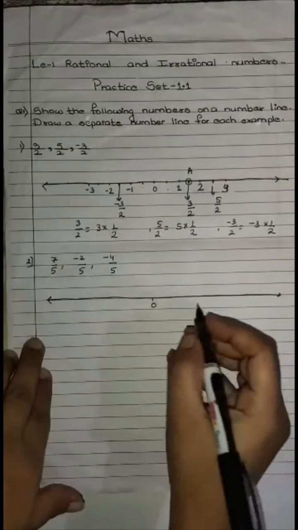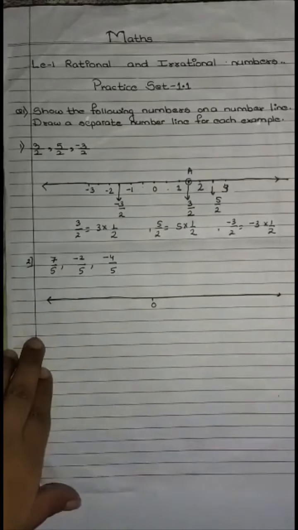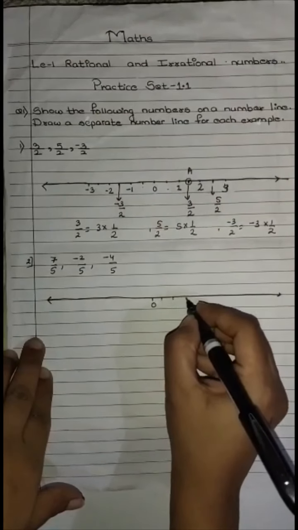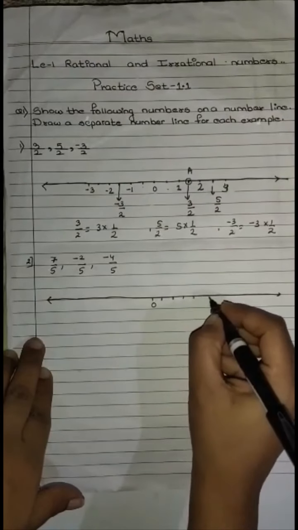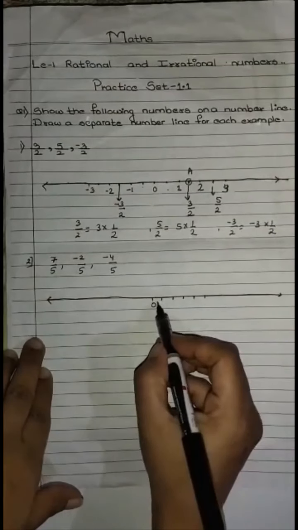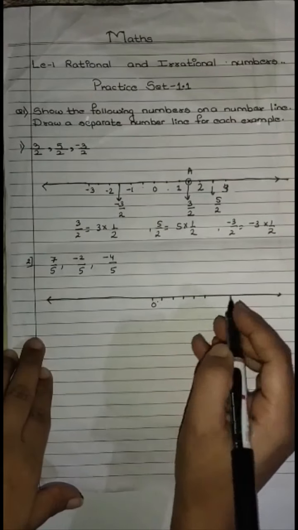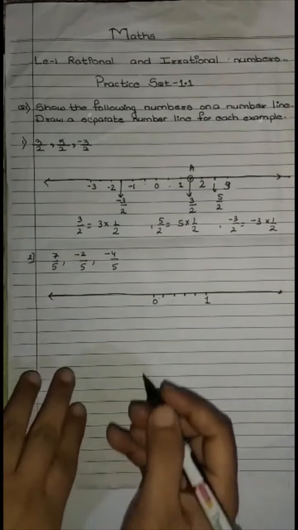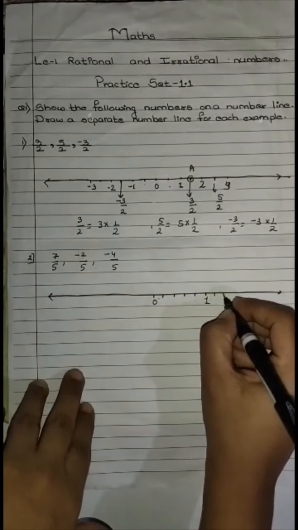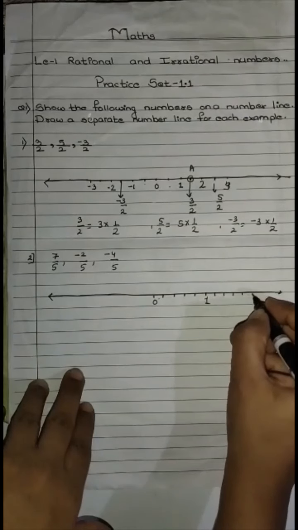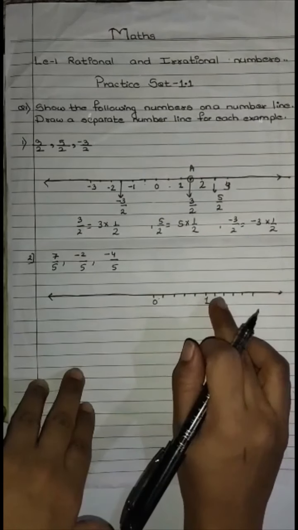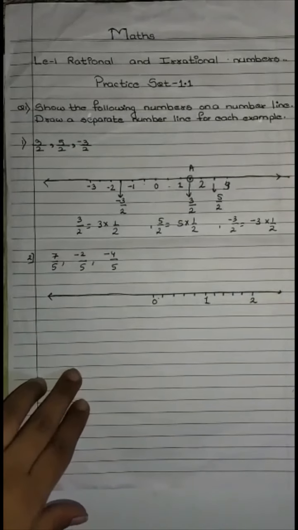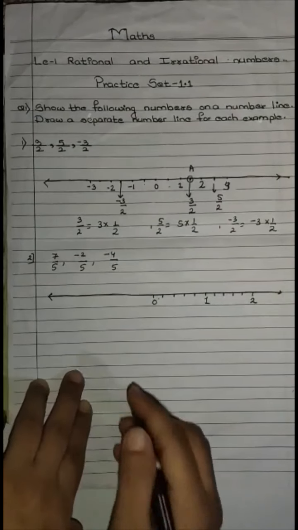Again see, the denominator is 5, meaning 0 to 1 you have to divide into 5 equal parts. 1, 2, 3, 4, 5. This is your 5 equal parts. Now again 1, 2, 3, 4, 5. You have to count the parts. It is very easy, student.